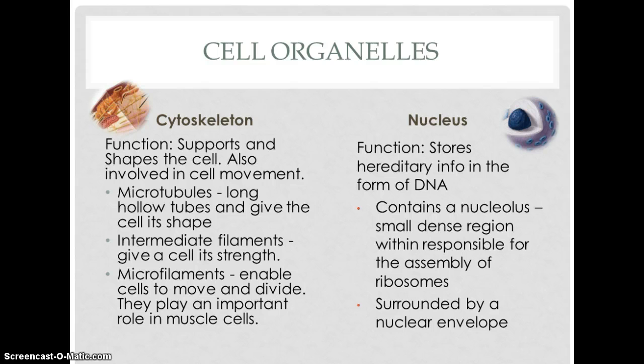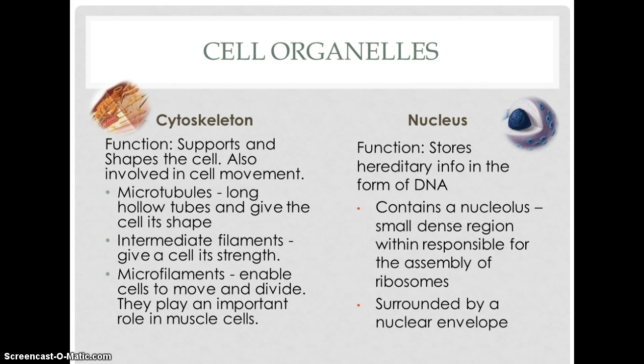The first organelle is the cytoskeleton. The cytoskeleton's function is to support and shape the cell and is also involved in cell movement. Three components of the cytoskeleton include microtubules, those are long hollow tubes that give the cell its shape; intermediate filaments, which give the cell its strength; and microfilaments, which enable cells to move and divide, and they play an important role in muscle cells. The cytoskeleton is found in both plant and animal cells.